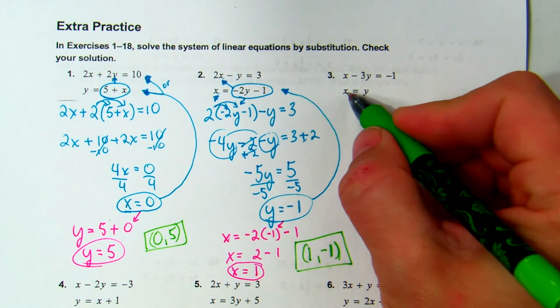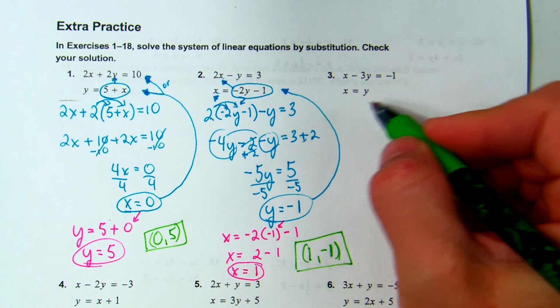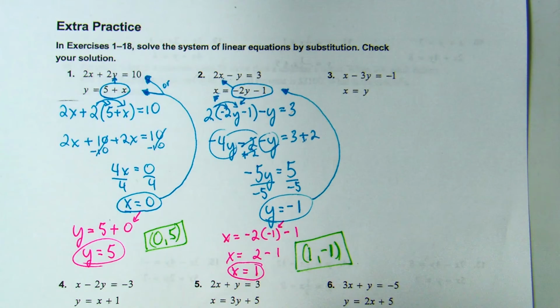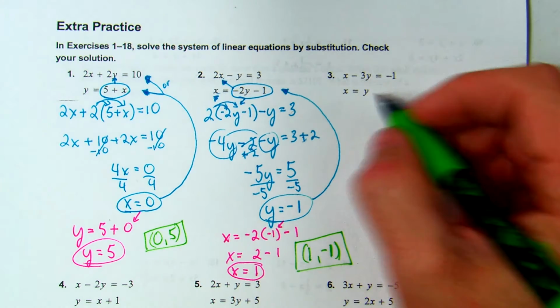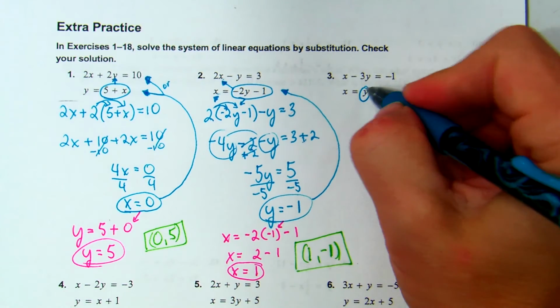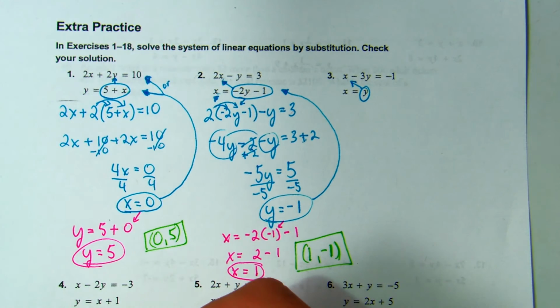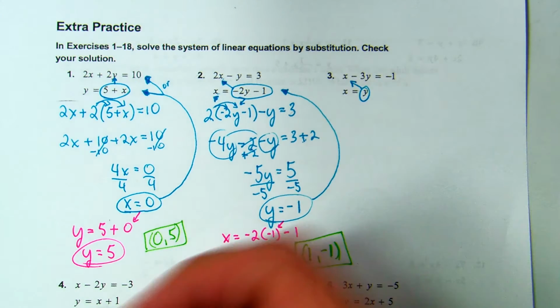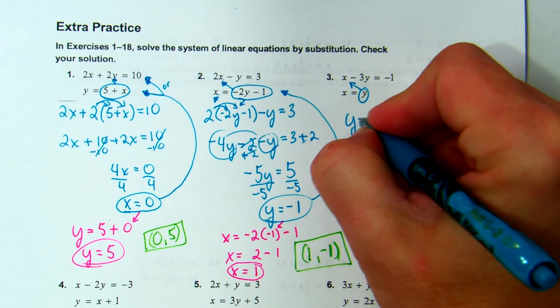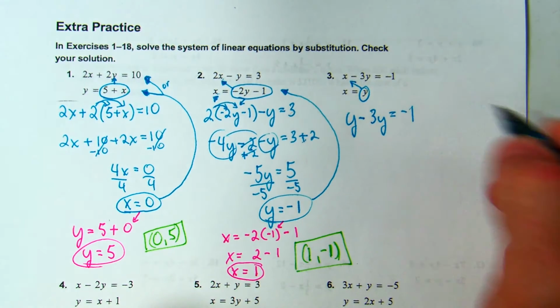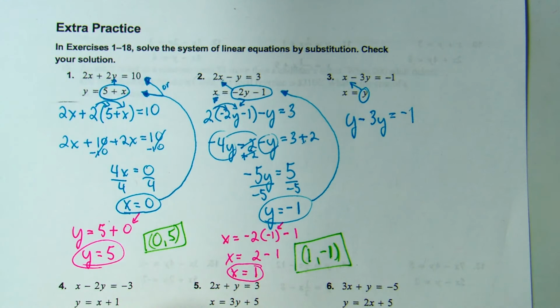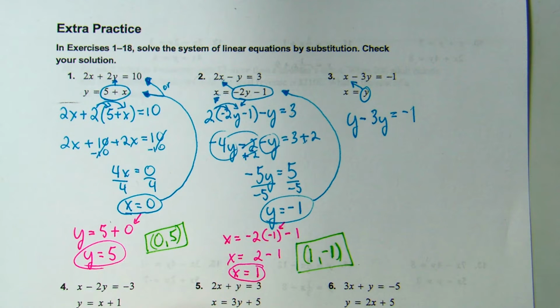We can either plug in x for y, or we can plug y in for x. It doesn't matter. Let's plug y in for x. So we're going to take this value right here, and plug it into that. Where we see an x, we're just going to put a y. So now y minus 3y equals negative 1.